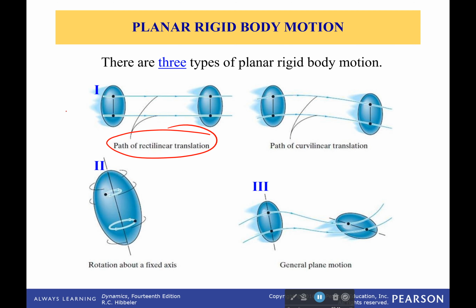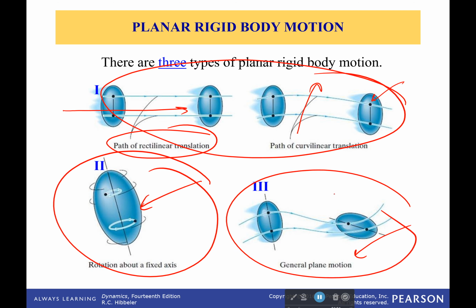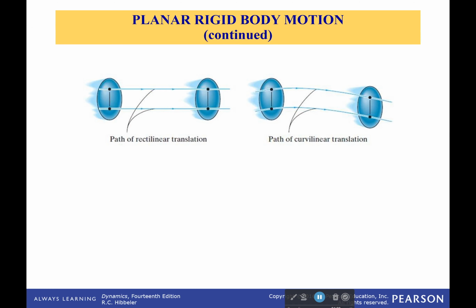Rectilinear translation, right here, it just moves. But you see, it's not rotating. Curvilinear translation, it's going up and down, but you see that it's still not rotating. Just plain old rotation. And then finally, general plane motion, where it rotates and it translates at the same time. So, no rotation, just rotation, both. Okay? Those are the three types we're going to be looking at.